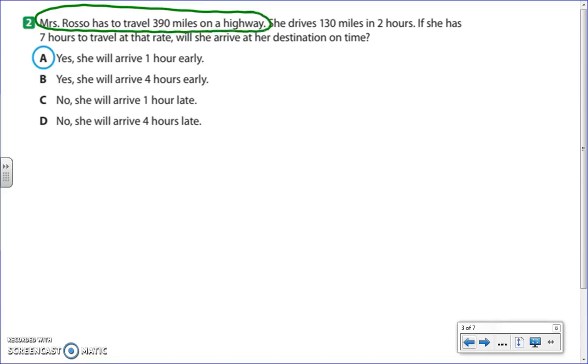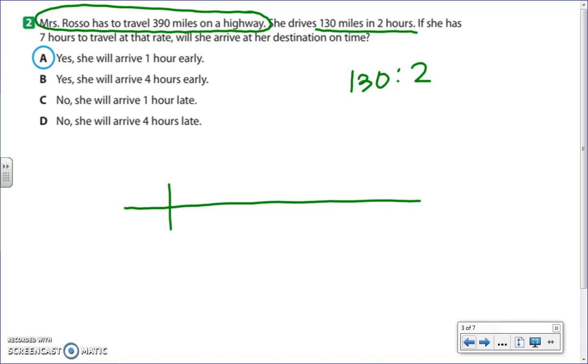This is actually part of the question. That's how far she has to travel. The given information says that she travels 130 miles in 2 hours. 130 to 2. If she has 7 hours to travel at that rate, will she arrive at her destination on time? So what I want to do is, this might actually be easier to use a table for this one. We can do it both ways. On the top we can put miles. On the bottom we can put hours. And the given information says 130 miles in 2 hours.